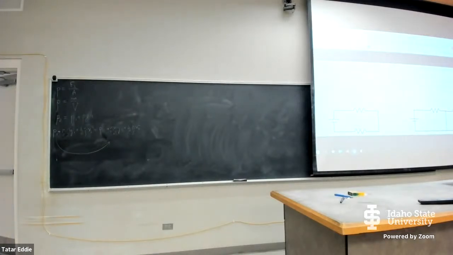Let me see if there is a way to think about it. The next question says, which of the following variables remains constant across the entire system B? The current, voltage, power, or capacitance? Would it be the power? Those two resistors are neither in series nor in parallel.